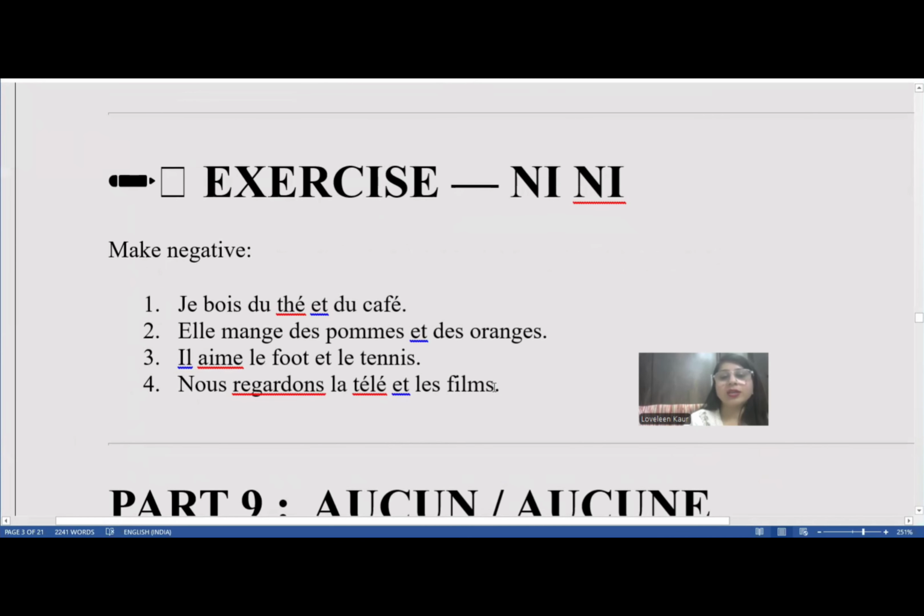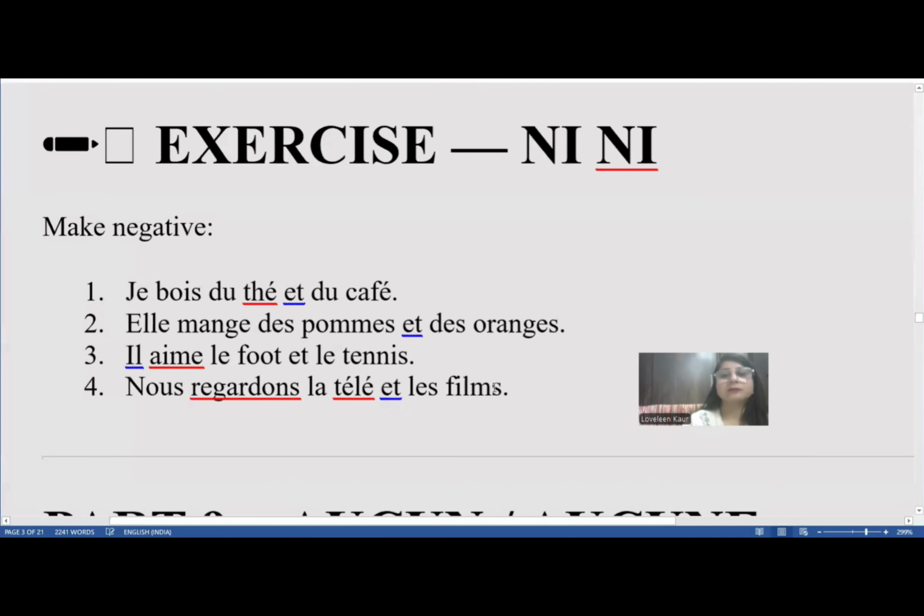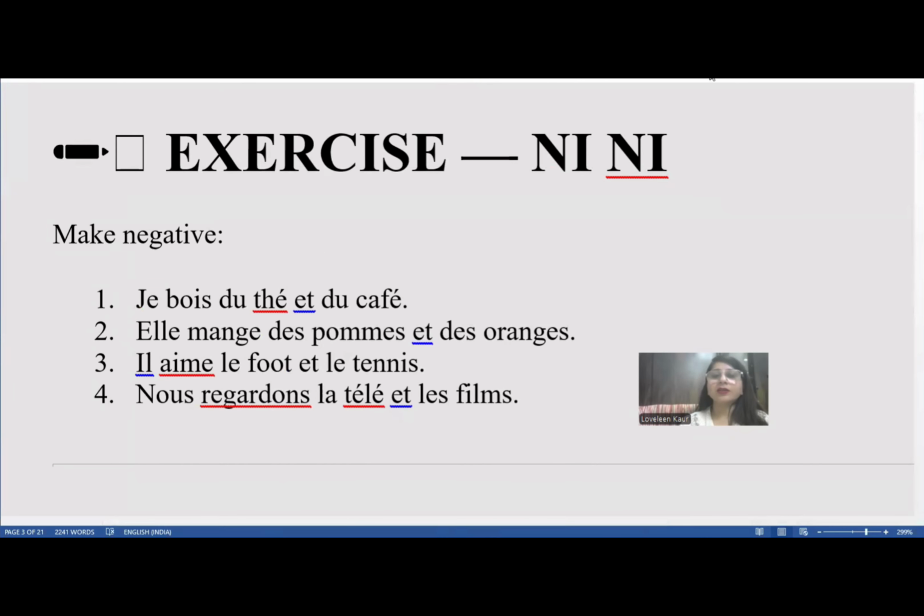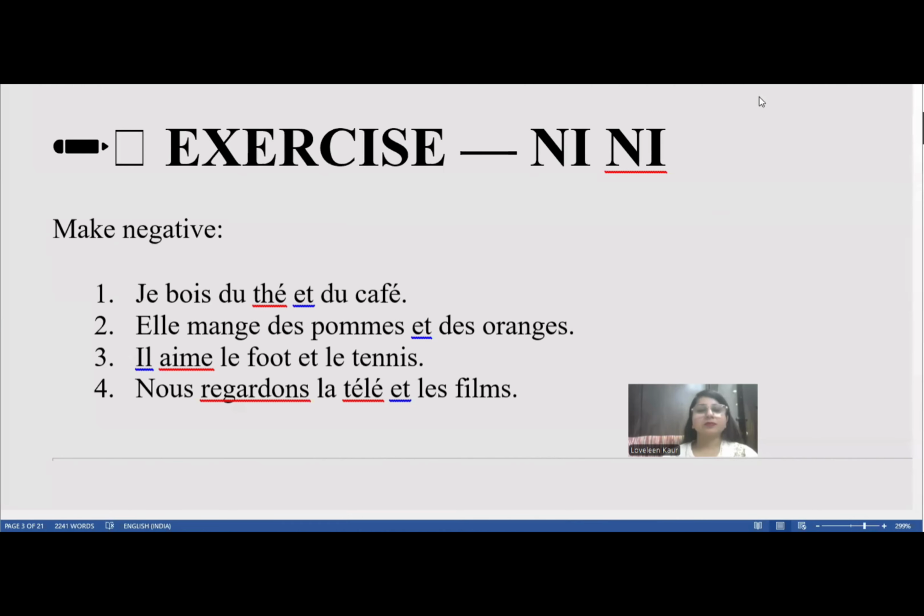Yes, je bois du thé et du café. How will you make it negative? Try. Okay, so now you know how to make these sentences negative. So you can say, je bois du thé et du café. I will make it negative. We'll simply put ne here: je ne bois. And please do not put pas here. Again, I'm telling you, because everybody makes this silly mistake. So please do not make this mistake. Je ne bois. And du will go, du will go, et will go. So we'll say, je ne bois ni thé ni café.